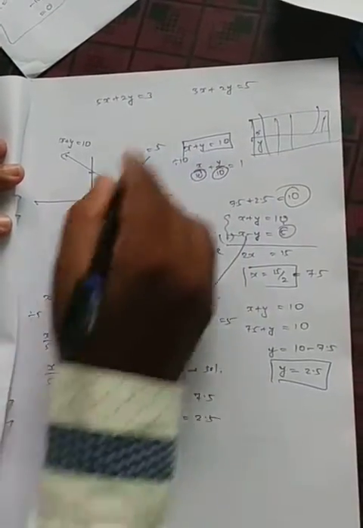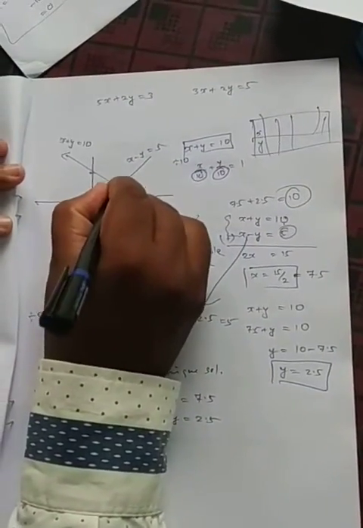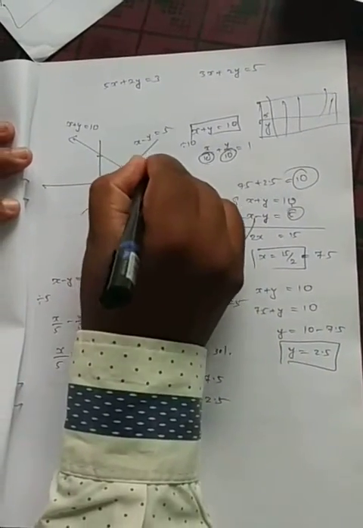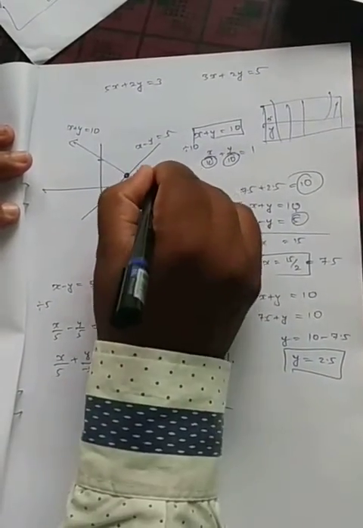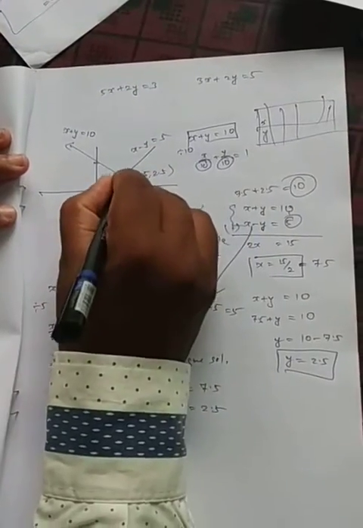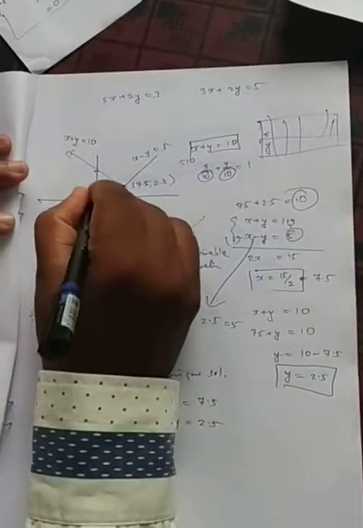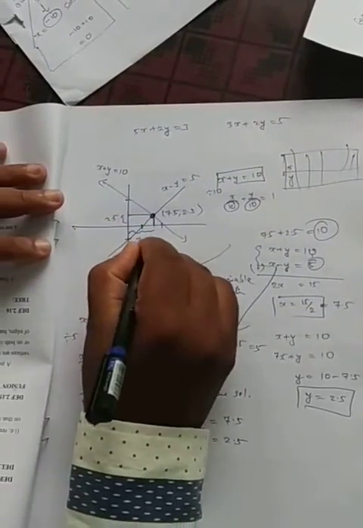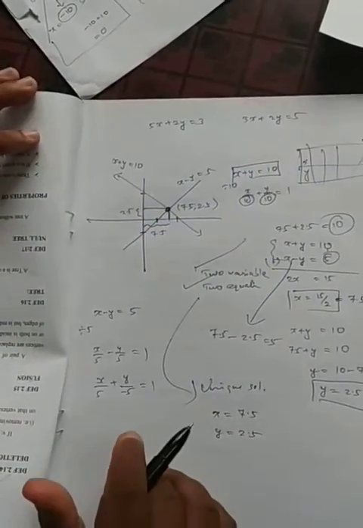Where these two lines intersect, the point of intersection will be this one. What is that? x is 7.5, y is 2.5. You can draw it in the graph. The x value will be 7.5, the y value will be 2.5. This is 7.5, that is 2.5. That is the graphical solution.